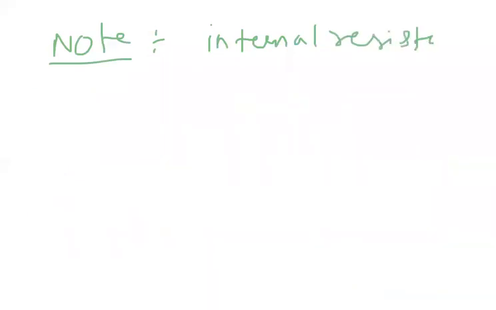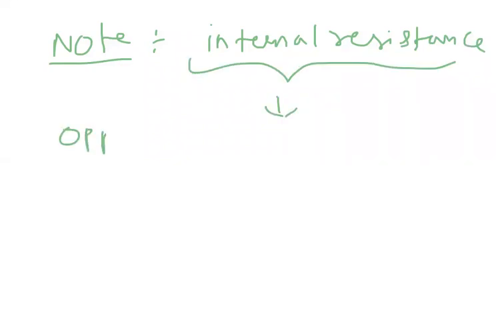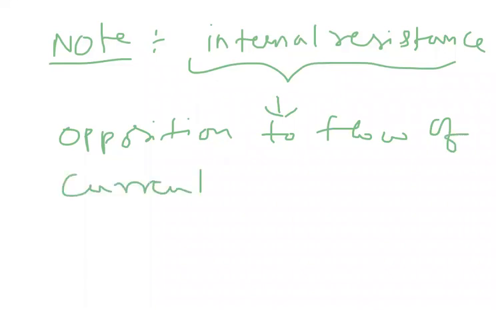Next, we have to know about some important points related to internal resistance. Internal resistance, when we are taking it, is the opposition to the flow of current through the electrolyte. We told it as opposition to the flow of current through the electrolyte of the cell.